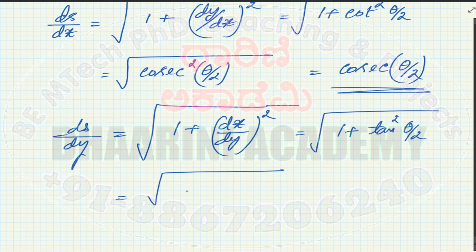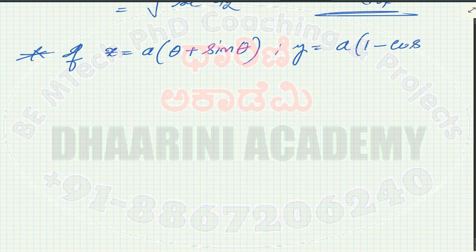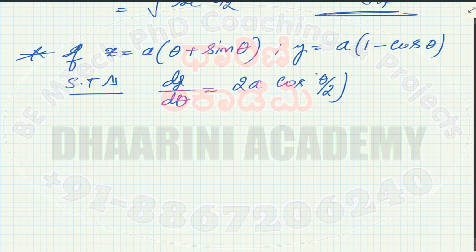Let's go for the next question. This is: if x is equal to a into theta plus sine theta, and y is equal to a into 1 minus cos theta, then show that ds by d theta is equal to 2a cos theta by 2. Okay, this is the question.